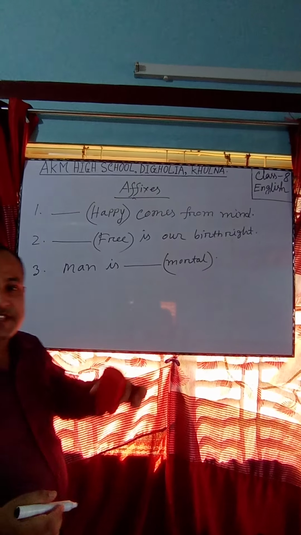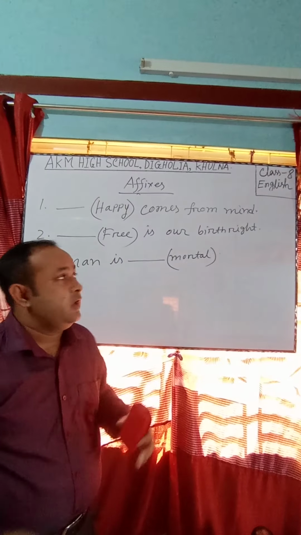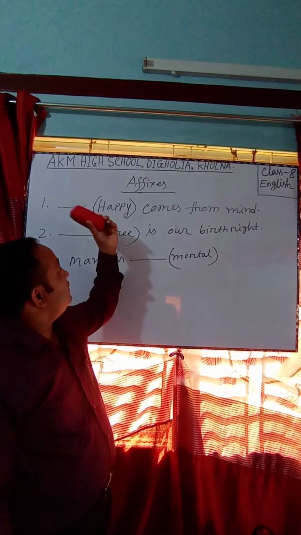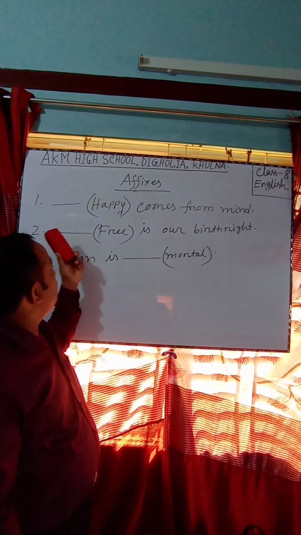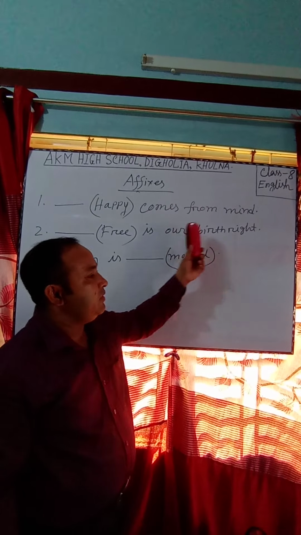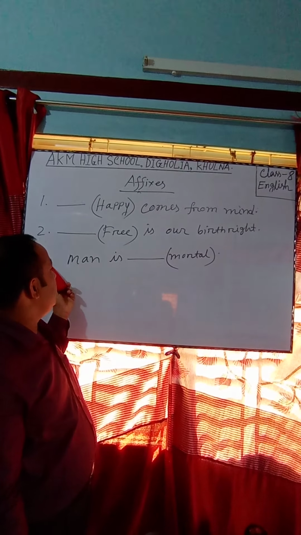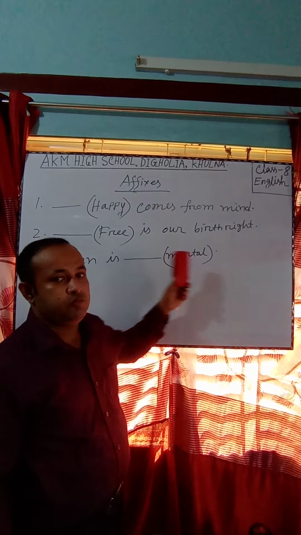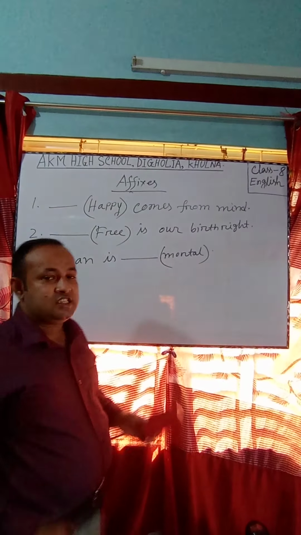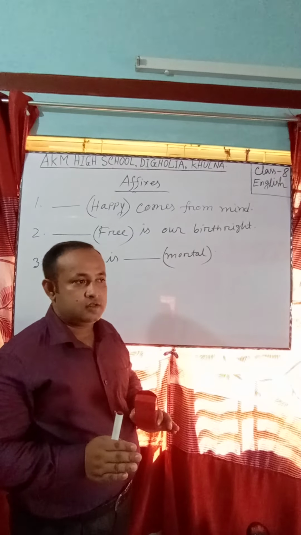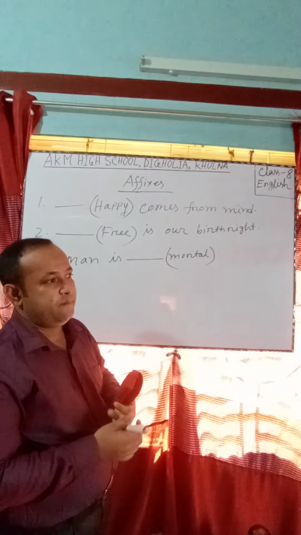There are three sentences on the board. One: dash happy comes from mind. Two: dash free is our birthright. Three: man is dash mortal. Now we will use the suffix and prefix in the sentences.